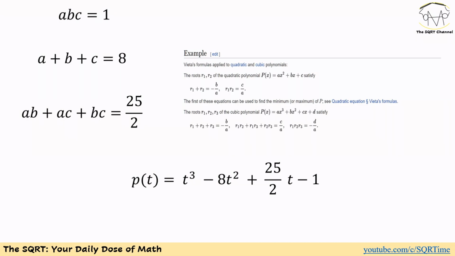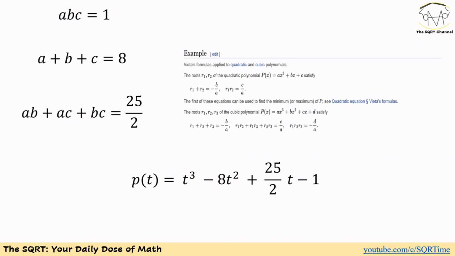The second equation that we are going to consider is that the sum of the roots should be negative b over a. We used 1 for a, so the sum of the roots should be negative b. We know the sum of the roots here is 8, so b is going to be negative 8. For the last one, we know that the sum of multiplications of each two roots should be equal to c over a. A is equal to 1, so c should be equal to 25 over 2.